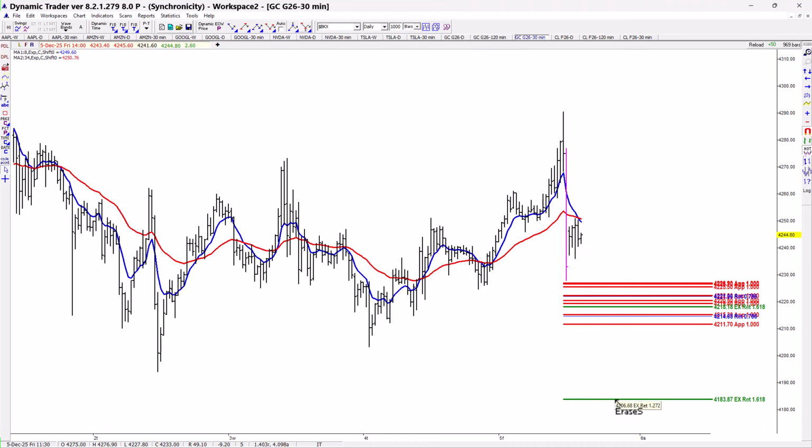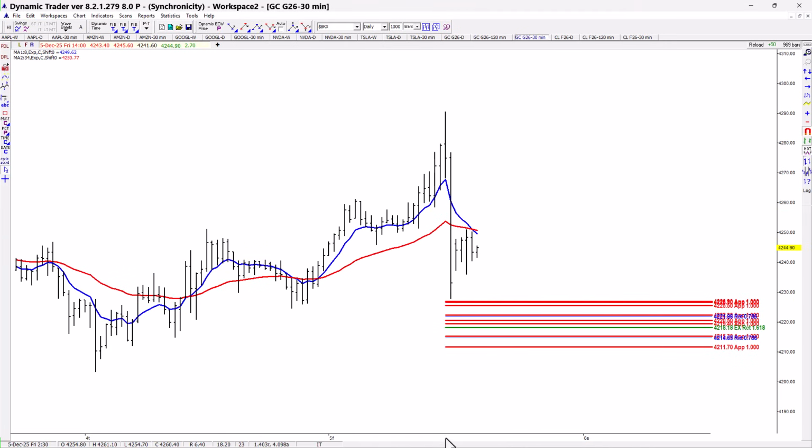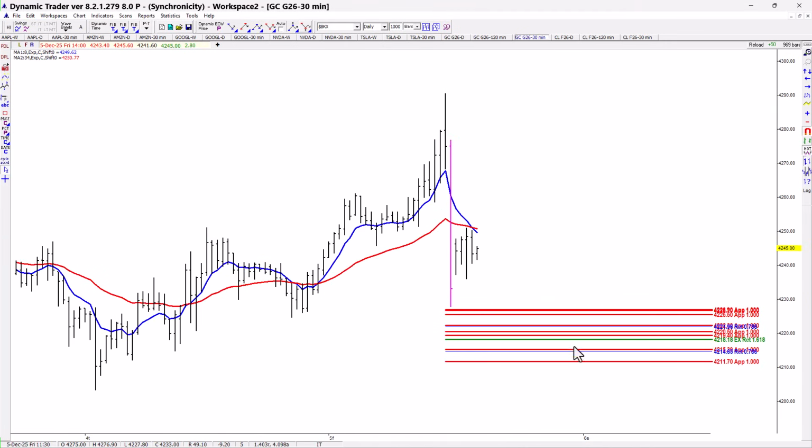Okay, so if we want to break this down into a couple of zones rather than just one zone, we're going to look at these areas first. 4225.50 to 4226.90. Oh, one other thing I do want to check.